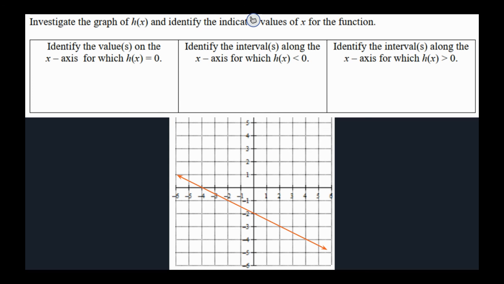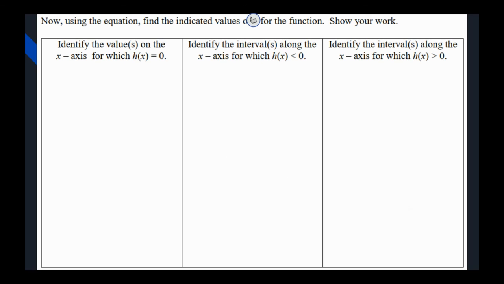Okay, which x values, or at which x value is h of x equal to 0? -4. It's less than 0, where? -4 to infinity. Which means it's greater than 0 from negative infinity to -4. And then you should get those exact same things. And you show all the work algebraically.